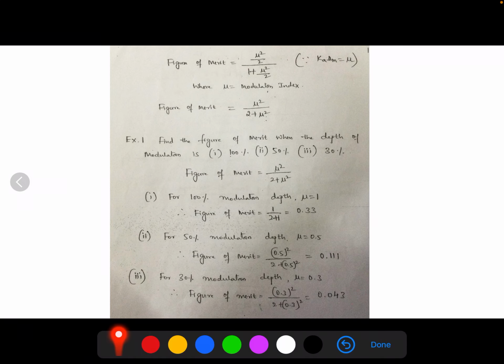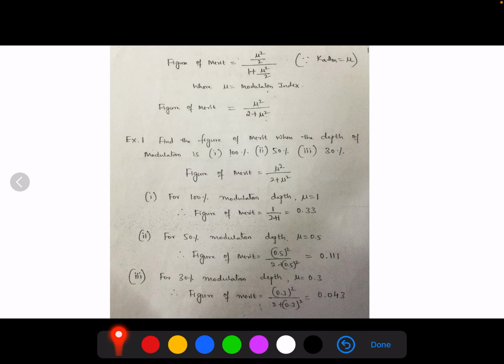This means that, other factors being equal, an AM system must transmit 3 times as much average power as a suppressed carrier system in order to achieve the same quality of noise performance.